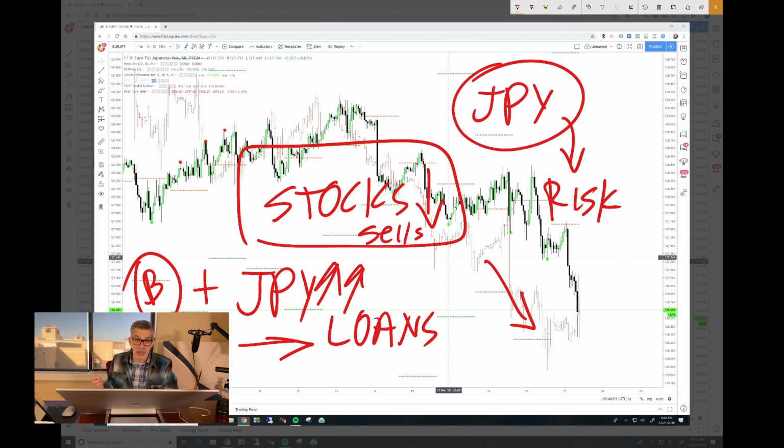So, when we're watching a crash, how is it that we can trade or use this to our advantage?